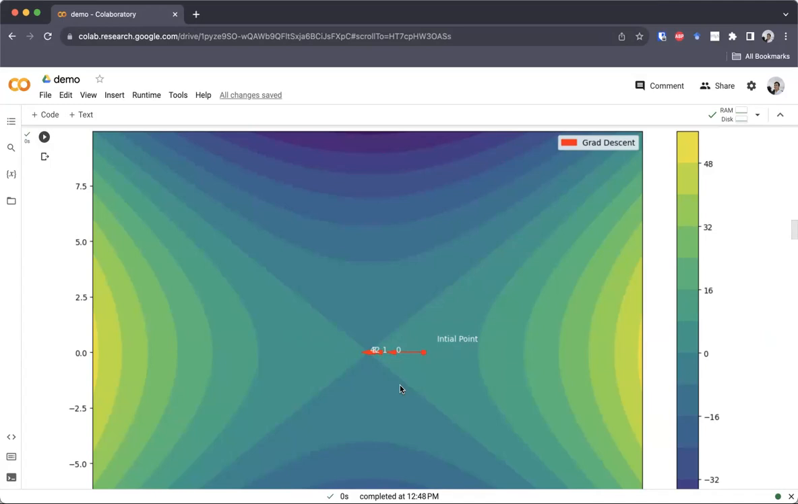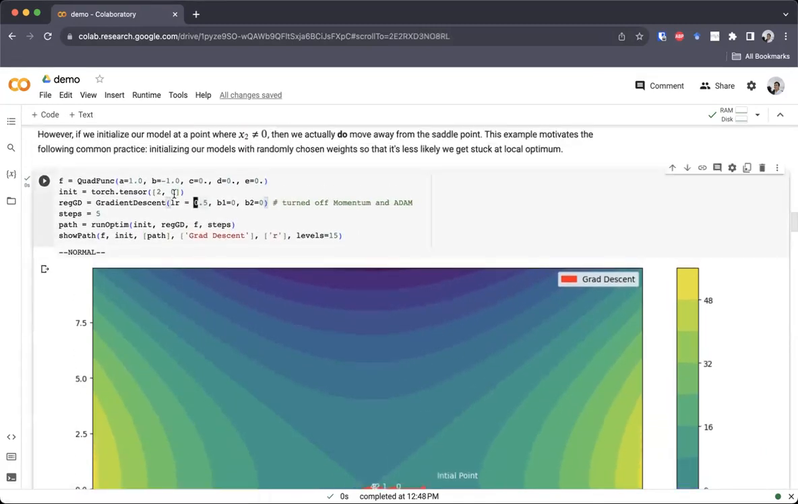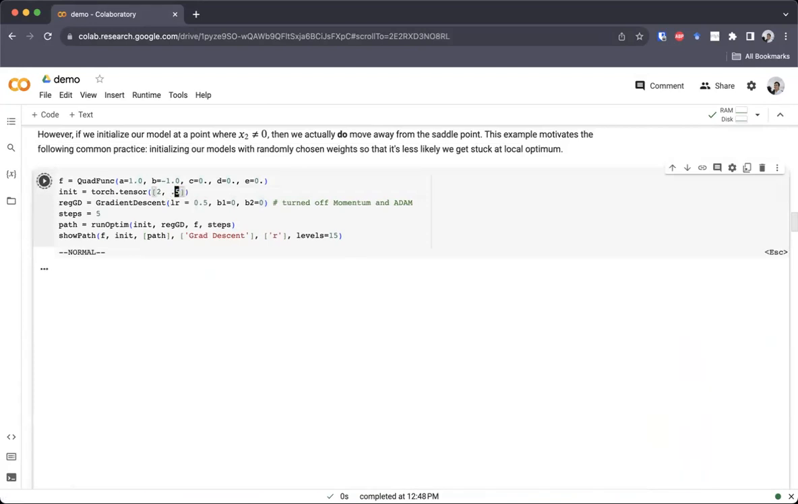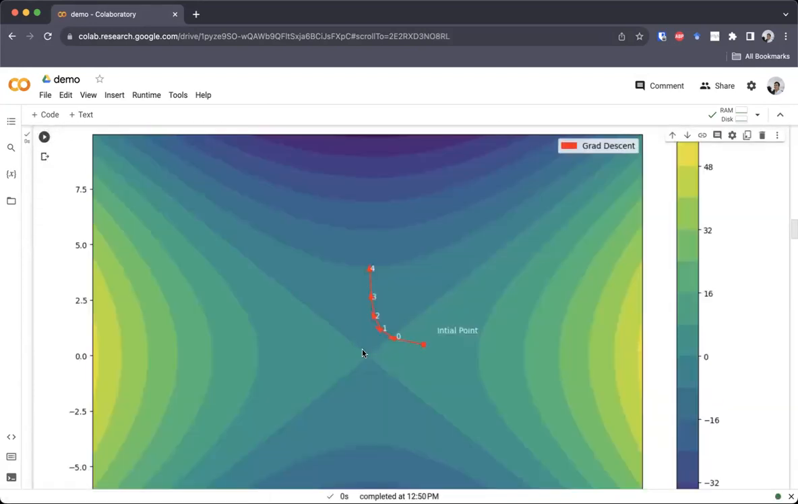In this case, it looks like gradient descent doesn't perform so well, but if we think about this, it's really because x2 is initialized at 0. If we instead initialize x2 at a point like 0.5 up here, then we get good performance, which is what we expect. Instead of going straight to this local optima at the saddle point, we move away from it towards the global optima, which is outward at this point.